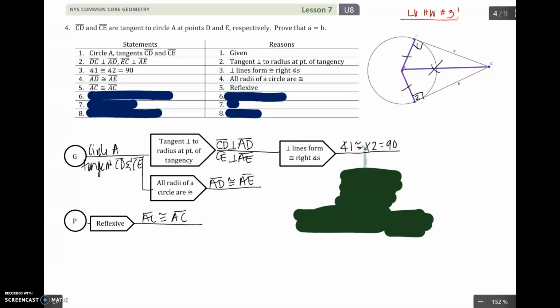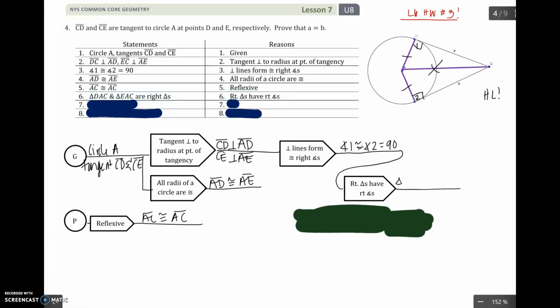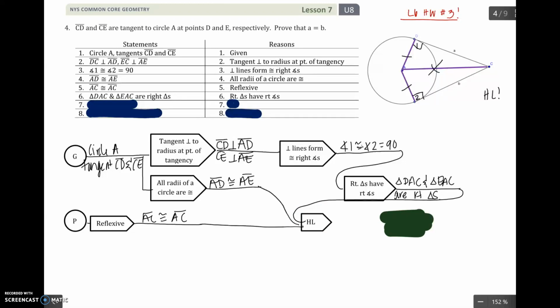Okay, now if you look, I have angle side side, that's a problem, but wait, they're right triangles. So let me adjust this and make it an HL proof. So remember that if you have right triangles, they have to have right angles. Since I have right angles, I know that my triangles are right triangles. So triangle DAC and triangle EAC have to be right triangles. And by putting that in there, I'm saying, okay, it's not an ASS proof, it's actually an HL proof. So my triangles are actually congruent to one another.